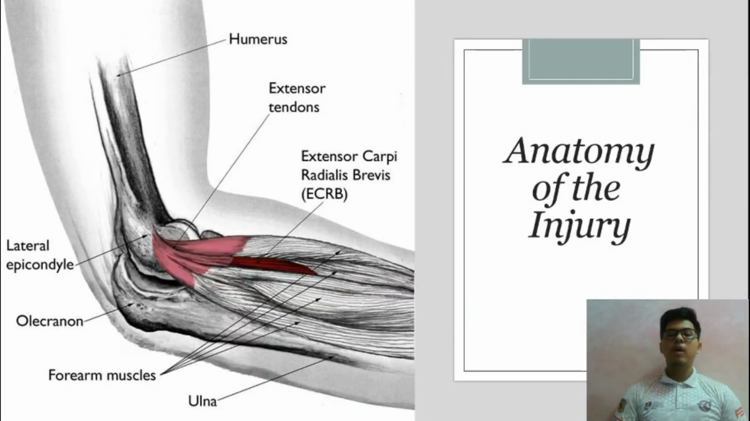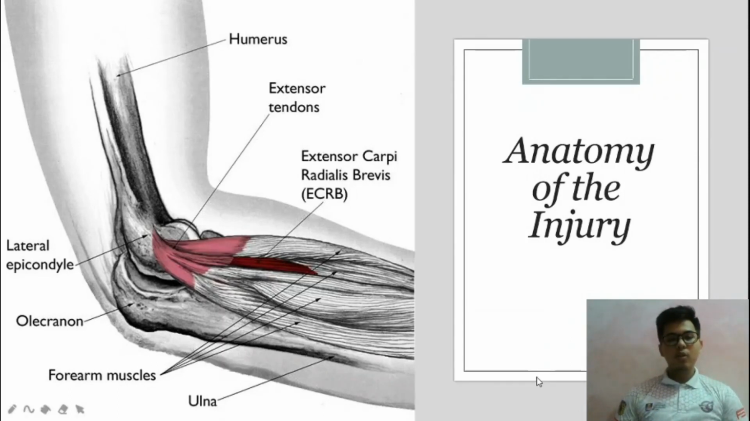Before we know more about this tennis elbow injury, let's take a look at the anatomy of this injury. For the bone, there are two types of bone that are involved in this injury. First, we have the humerus, which is located at the upper part of the arm, and the ulna, which is located at the lower part of the arm. As we can see, the lateral epicondyle is the part that is responsible for the connection of the lower arm and the upper part of the arm.